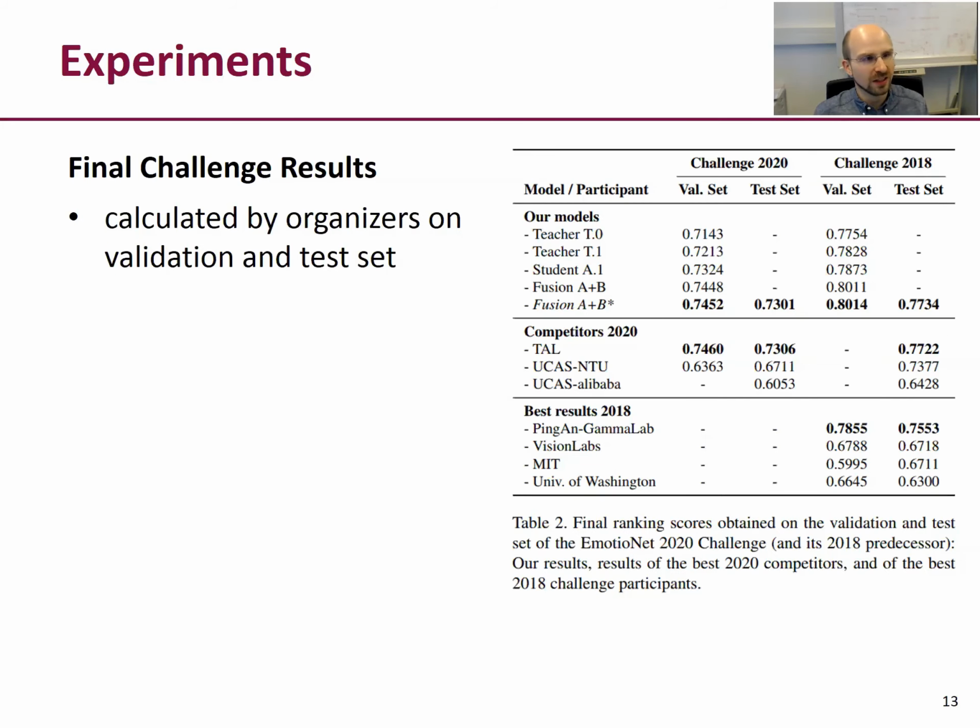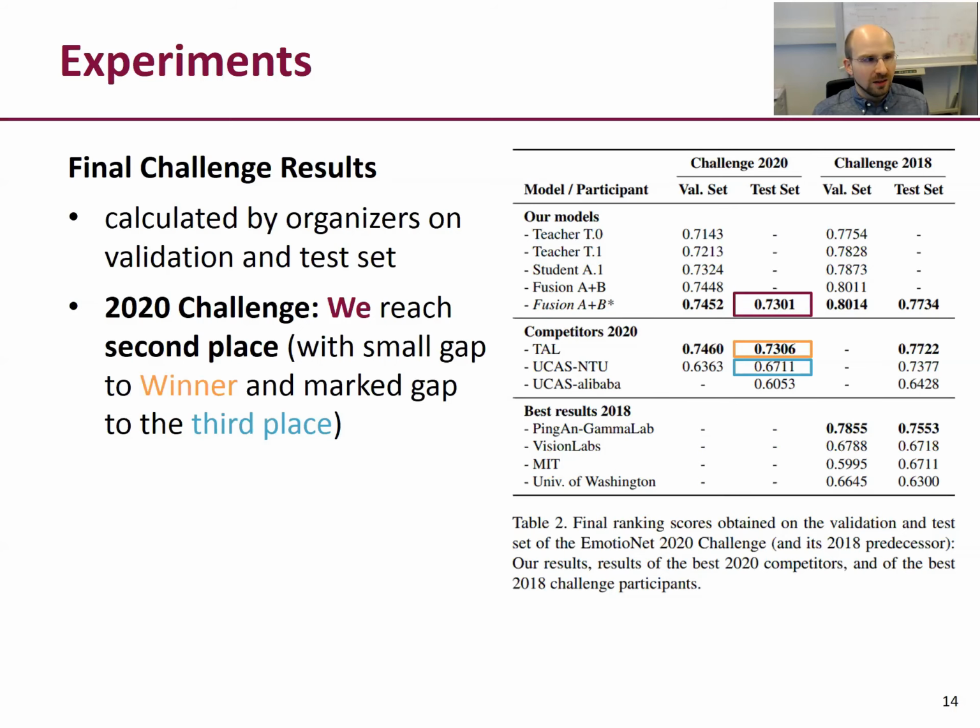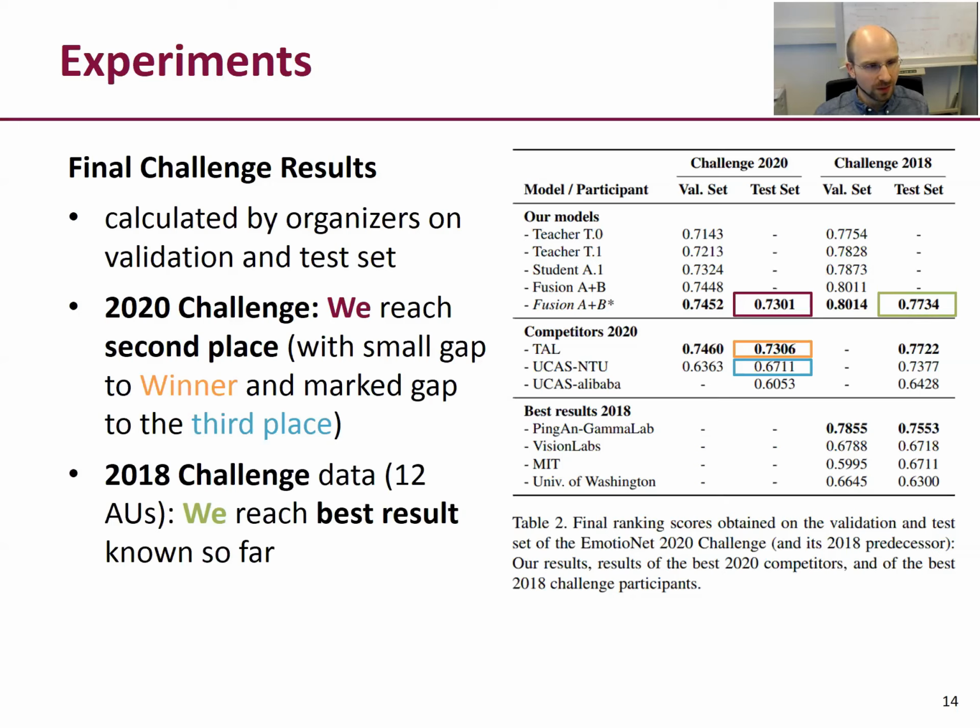Now let's have a look at the final challenge results, which were calculated by the organizers of the challenge on the validation and test set. In these two columns, we see the results for the 2020 challenge, and we reach with our result the second place, but we reach it with a very small gap to the winner and a quite marked gap to the third place. If we have a look at the 2018 challenge results, we see that we, with our approach, reach the best result that is known so far on this data set.